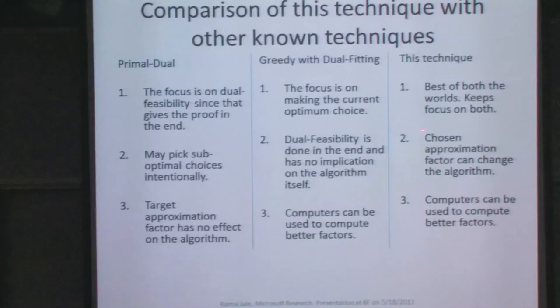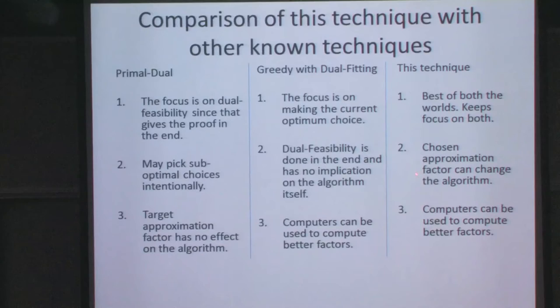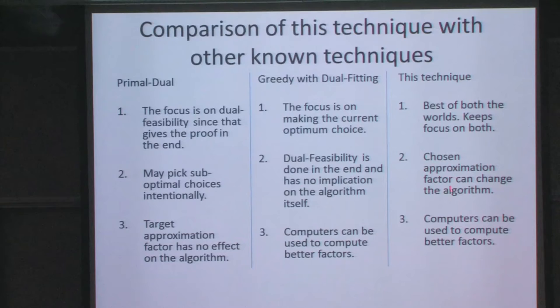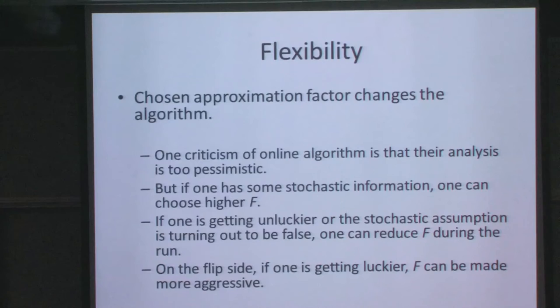And the main thing I want to focus on for this workshop is here, which we have already discussed: the chosen approximation factor changes the algorithm. So it is the factor you choose which changes the algorithm. So these were the points we have already discussed. So now let me go to the main part, the new part of this talk.